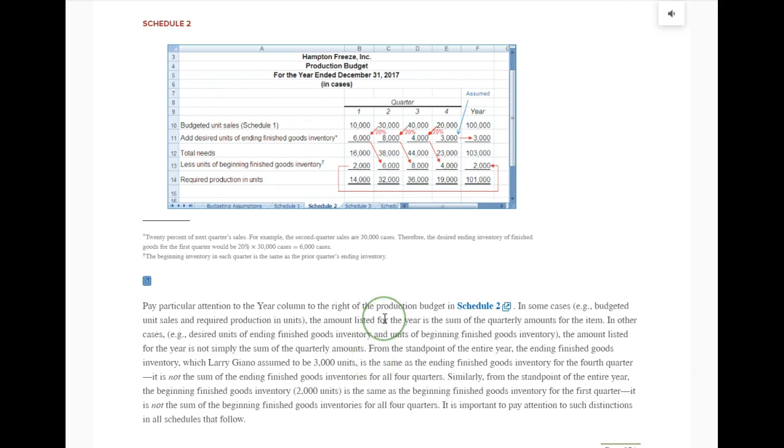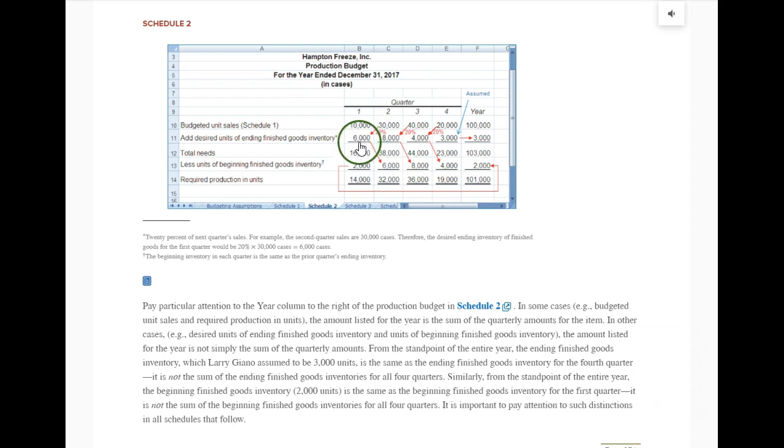Now here's the production budget. We expect again to sell 10,000 units in the first quarter. We also would like to have 20% of the next quarter's expected sales on hand in finished goods at the end of quarter number 1.